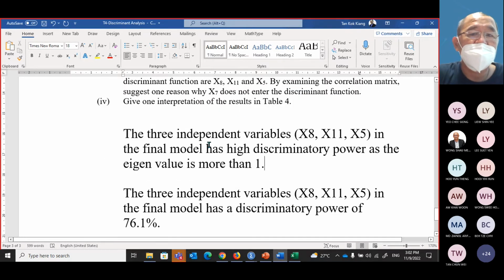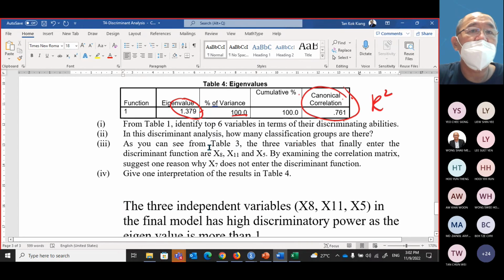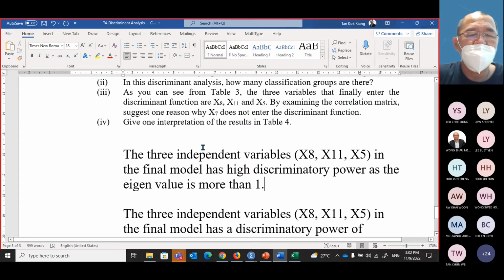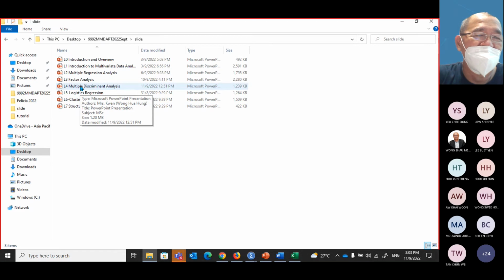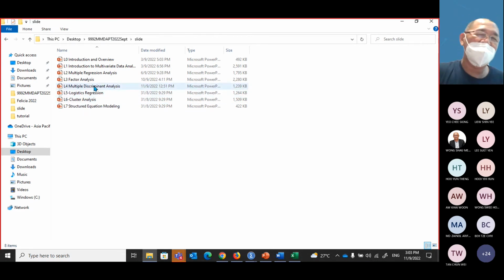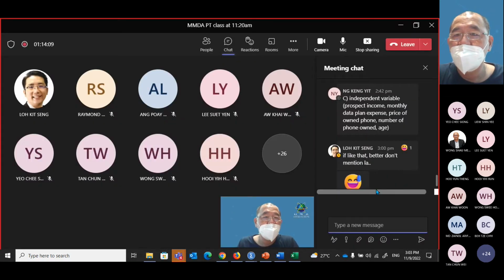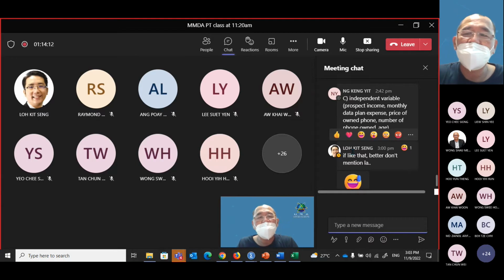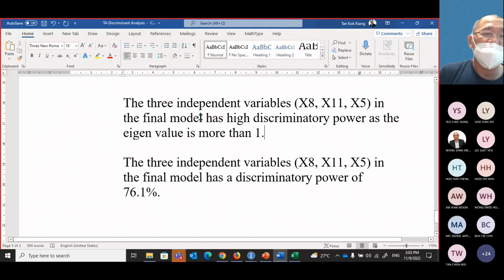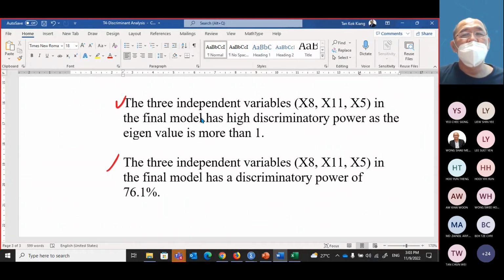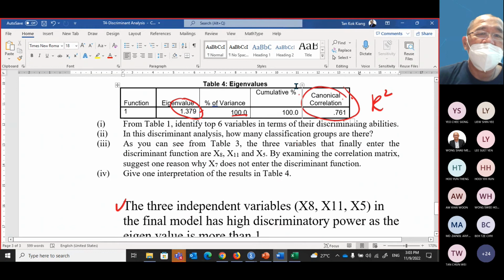So we are done for chapter 4. Chapter 4 or 3? Okay, 4. So we are done with chapter 4. Any question? Either one: meaning you can mention either one, this also good, that also good. If they say 2, you mention both. Because here only one function, therefore must be 100%, so don't use this.